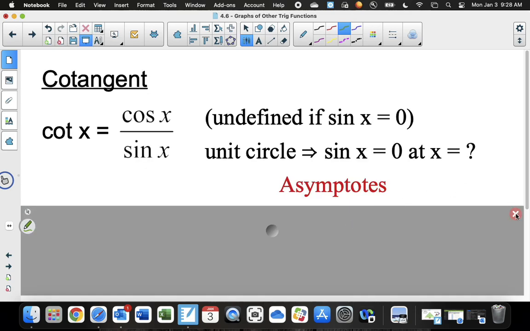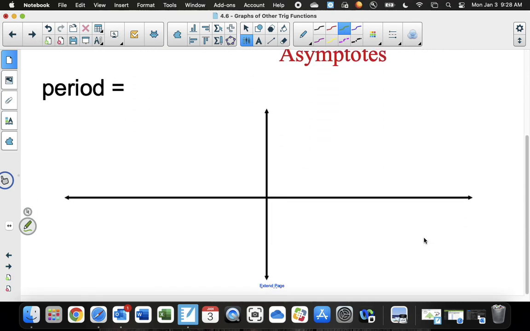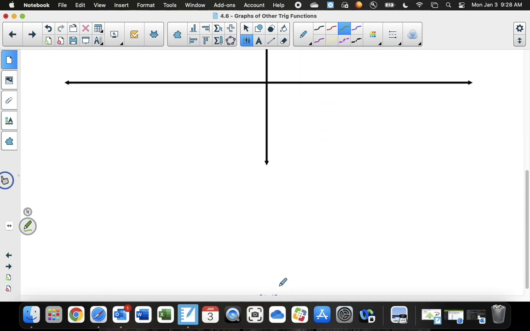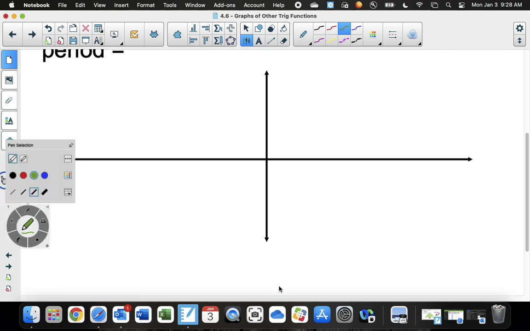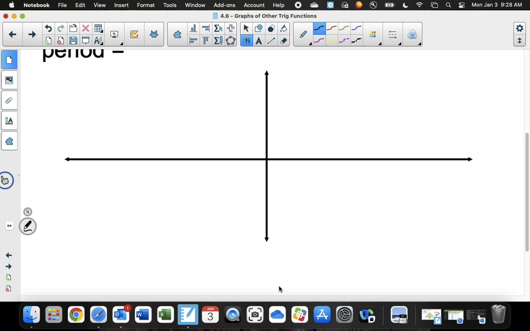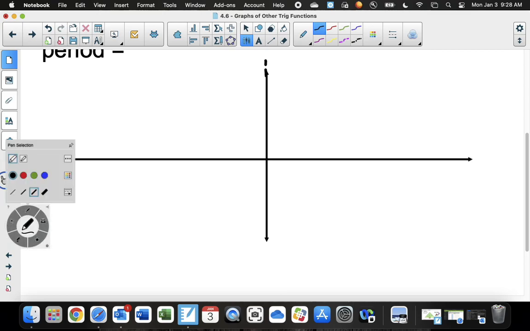So if we take that information, oh, and I'll have to go back. I forgot about the period on the last one. We'll come back in a second. So if I take that information and we add it to this graph, we said we have vertical asymptotes at 0, pi, 2 pi, 3 pi, and so on and so forth. So let's add those in. Here's 0.